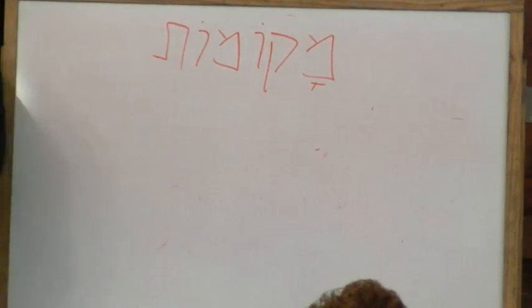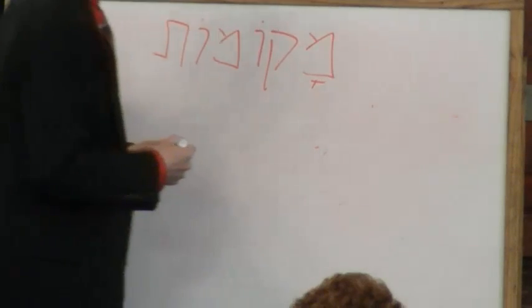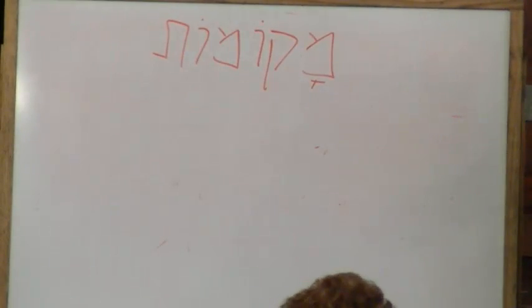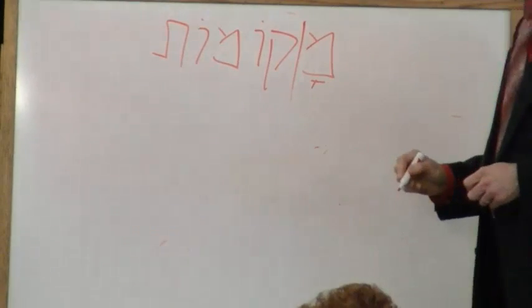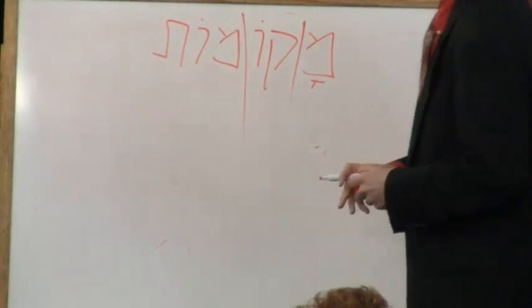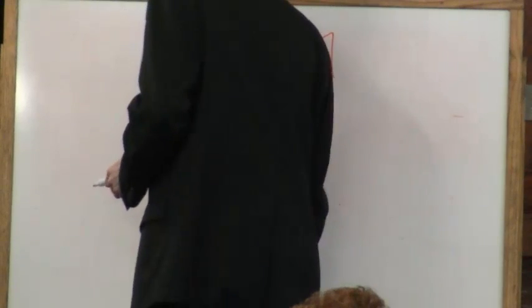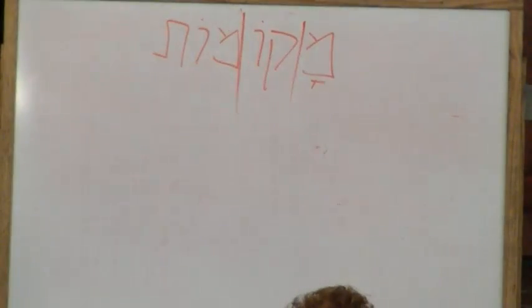Now, let's divide this word into syllables. Can somebody tell me what the first syllable of this word is? Ma. What's the next syllable? Ko. Actually, no, it's ko, ma, ko. Makomot. No, that's right. Makomot, yeah. That's how it is. So that's the word divided into syllables there.